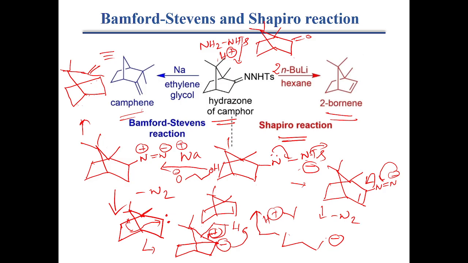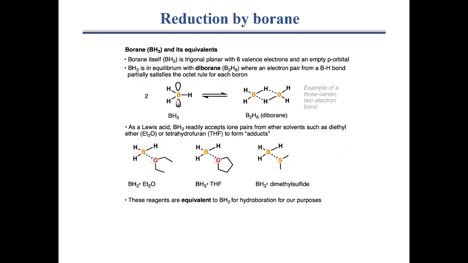In the Shapiro reaction, a very strong base such as n-butyl lithium is used, which forms alkene. But the Bamford reaction also forms alkene, but it goes through a carbene mechanism, while the Shapiro reaction goes through a carbanion mechanism. Both form alkene, but in one case we use a very strong base, in the other a milder base. Now we will discuss reduction through boron reagent.